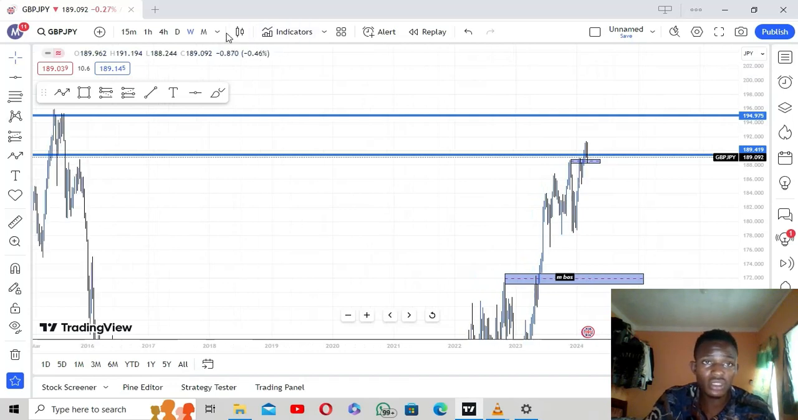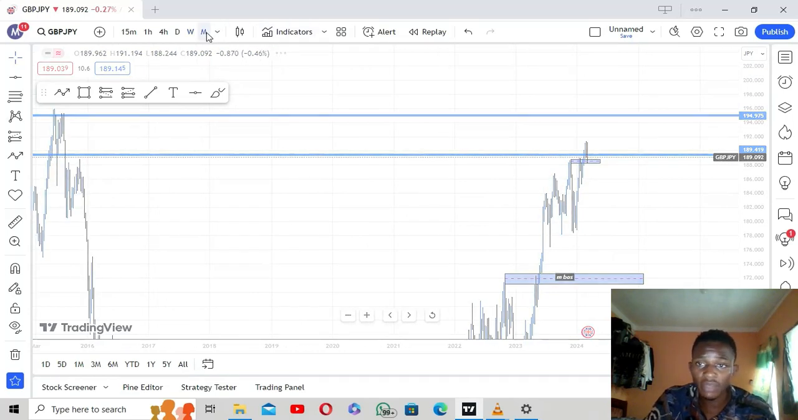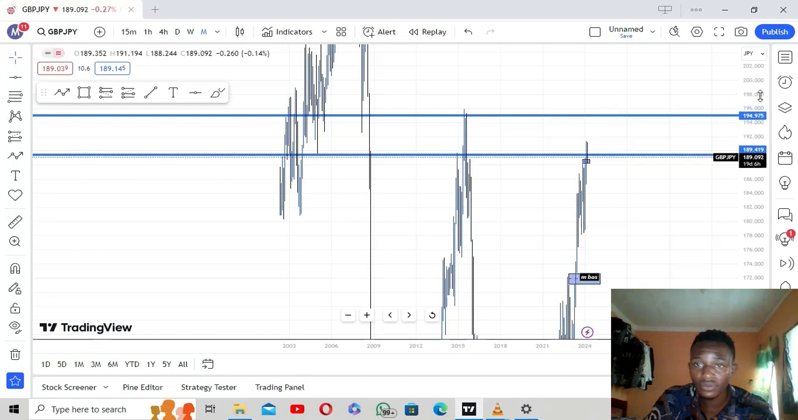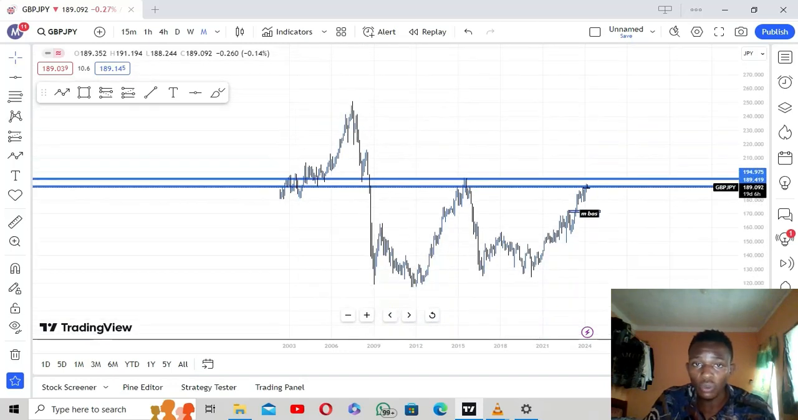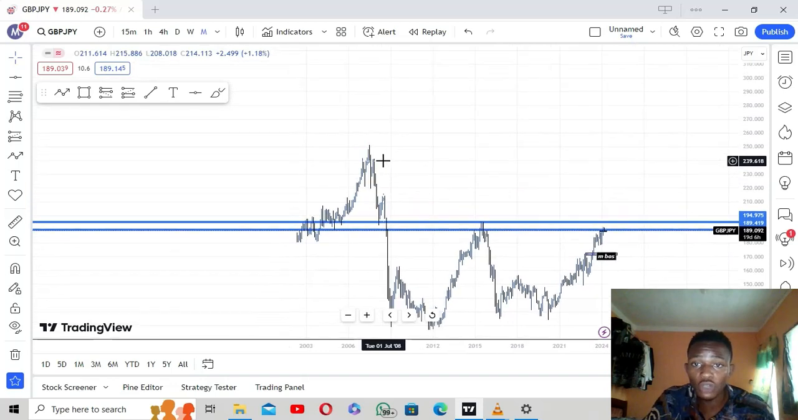Let's go back to the monthly time frame. Let me show you something, why I think the market can still buy. It's going to come down here. I'm just anticipating it's going to come down here and then buy back to the upside. Why? We have a lot of liquidity lined up here. You see, we have a lot of liquidity lined up here.